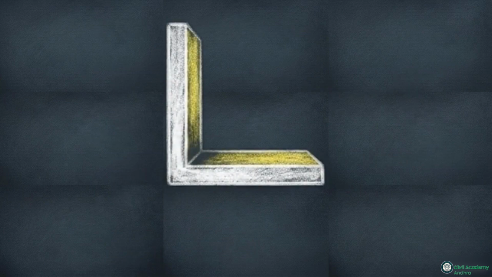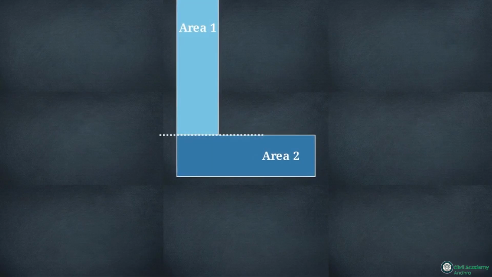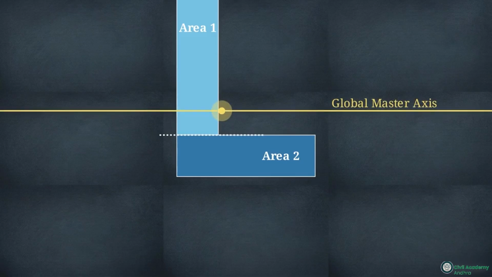Real structures rarely use simple rectangles. This animated diagram shows a complex composite shape, an L-beam. To analyze this, we slice it into simple, familiar geometries, labeling them Area 1 and Area 2. Solving a composite section requires two initial steps. First, you calculate the global centroid of the entire L-beam to establish your master axis. Second, you isolate Area 1 to apply the parallel axis theorem.